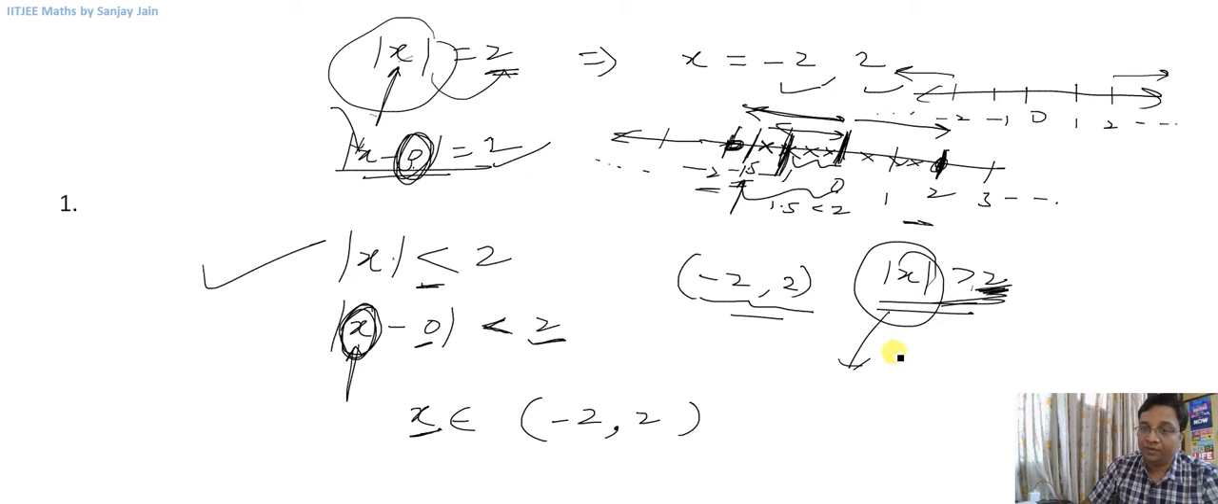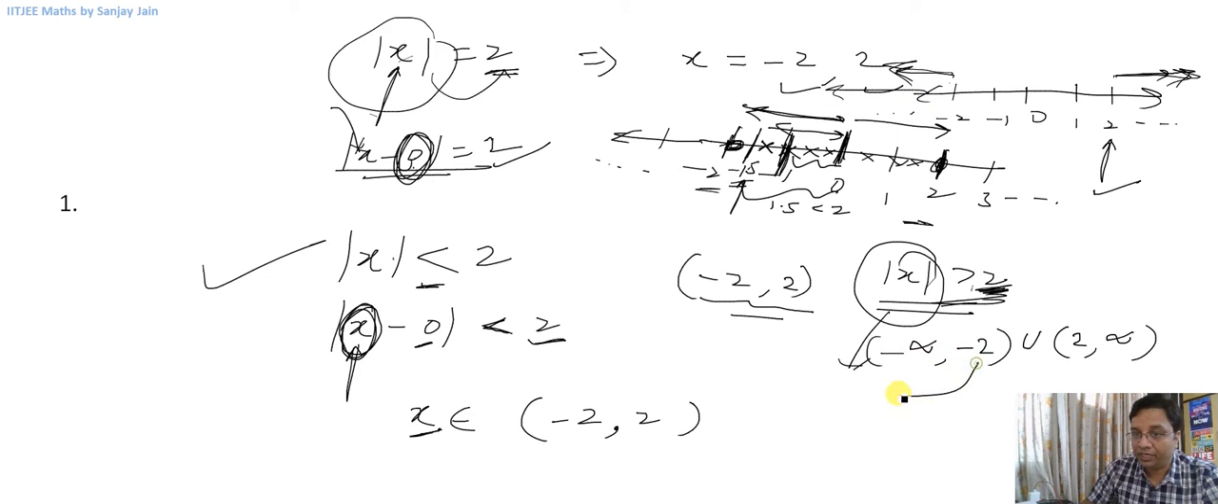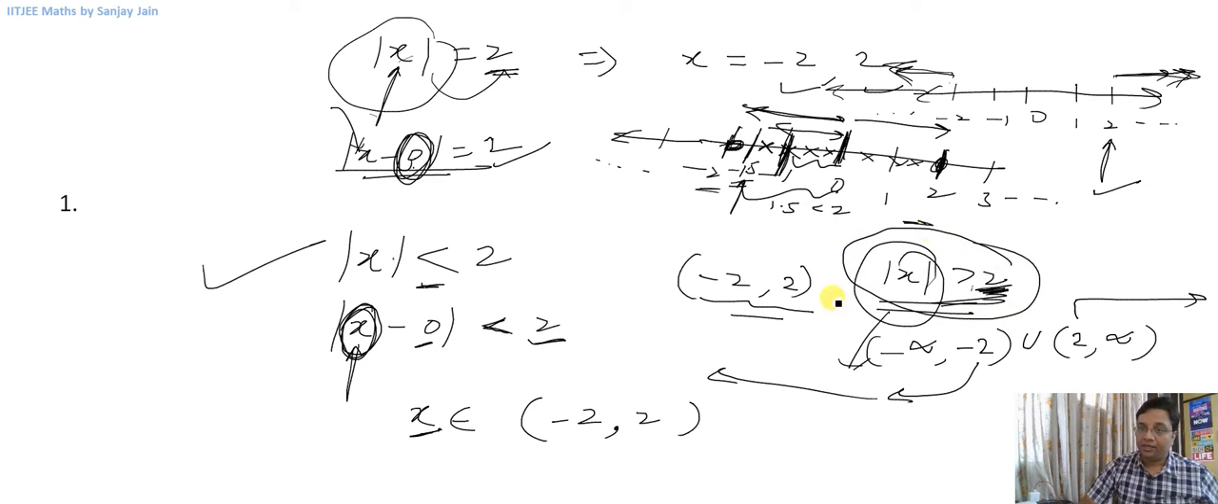x is greater than 2, then the numbers lying between -∞ to -2 or 2 to infinity. Okay, I can go from this 2 to anywhere towards the right hand side. All these numbers that lie on the right side of this 2 will have distance more than 2 from 0, okay. And in the similar fashion, I can say about these numbers. So any number before -2 up to -infinity, or any number after 2 up to positive infinity, all these numbers will be a solution of this inequation, okay.